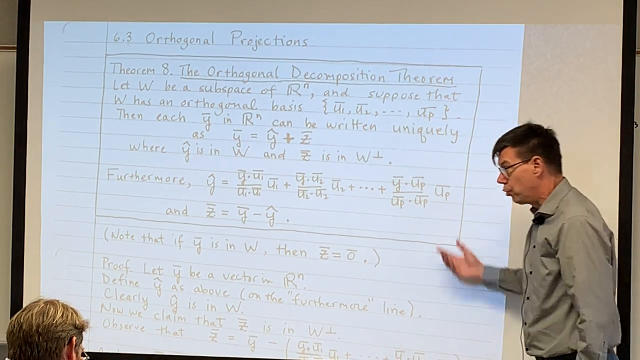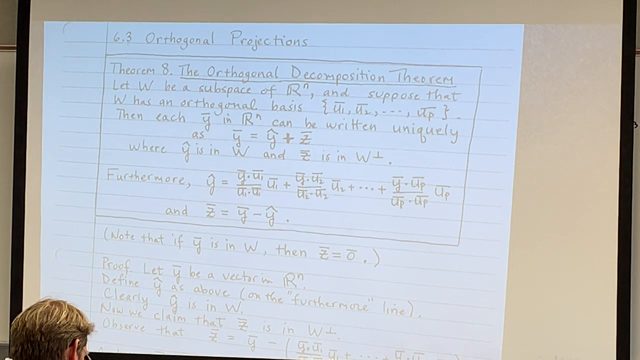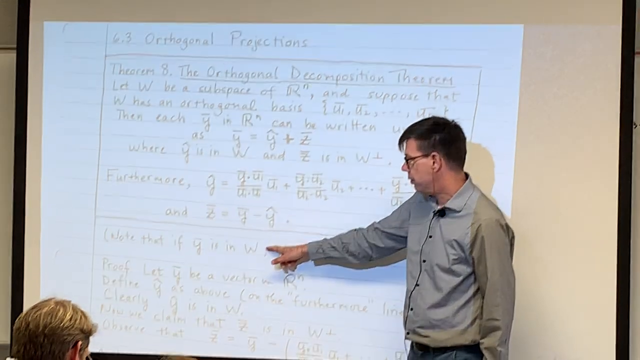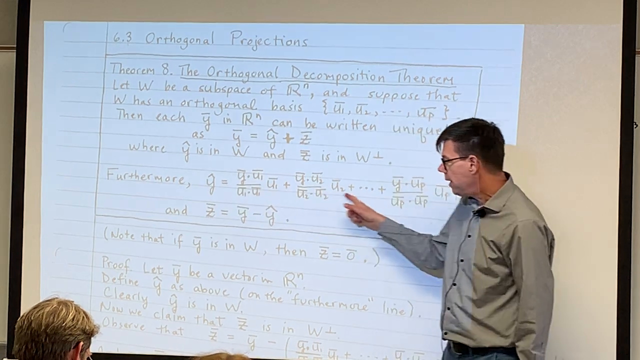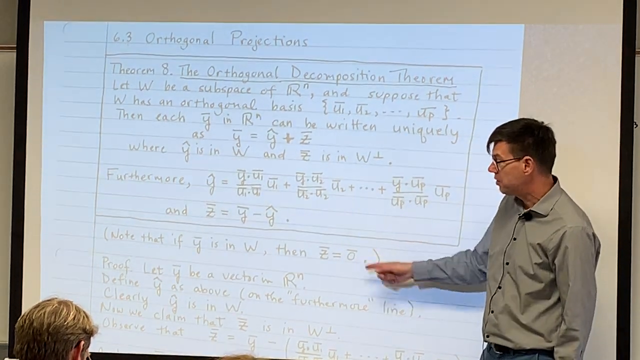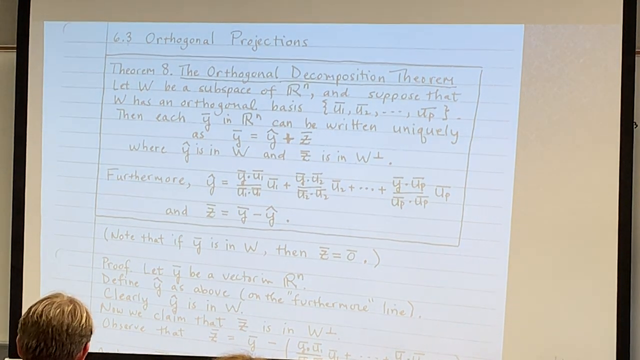Why this is true is something we'll talk a little bit about, but that's going to be the heart of what we need for our calculation. By the way, if y is in W, y hat will equal y, and so z will be 0. So this holds just as well for vectors in W as for vectors not in W.